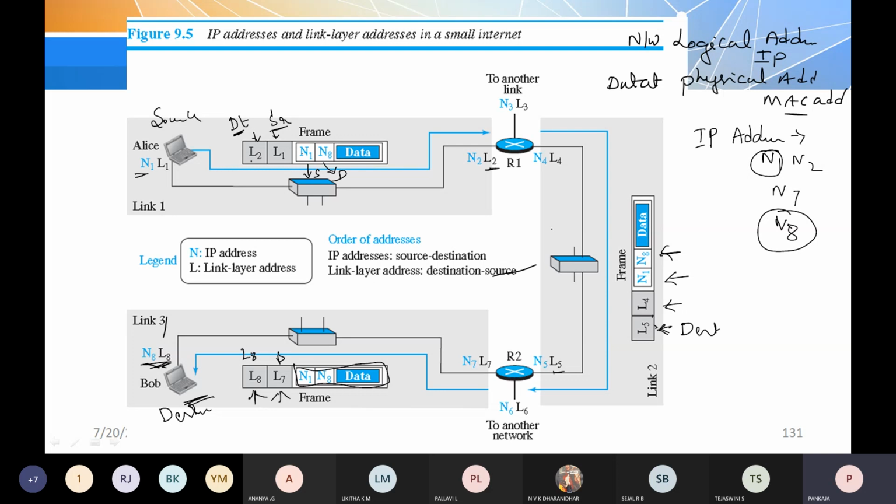Okay, you just trace the diagram, like how exactly the packet is moving from source node to the destination. And every time it reaches each node, it is going to change the physical address. It is not going to do anything with respect to the IP address. So that clarification you should have.